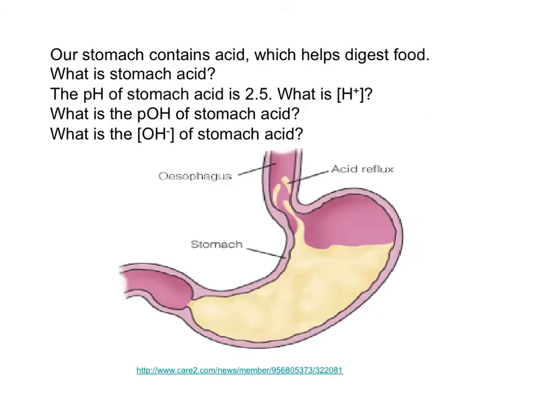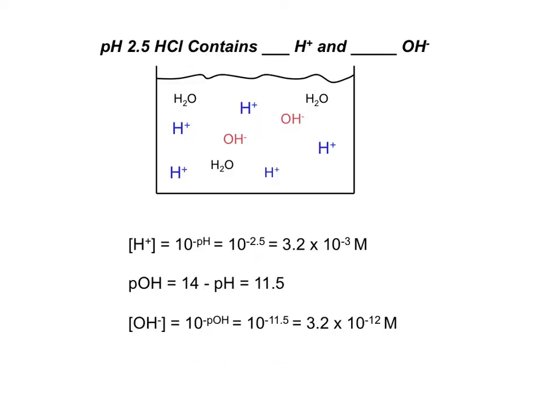Let's practice doing a calculation. Stomach acid is a strong acid with a pH of 2.5. Stop the video and answer these questions. And the answers are: stomach acid is hydrochloric acid, a strong acid. pH 2.5 means the solution is acidic. It also means it contains more H plus and less OH minus.